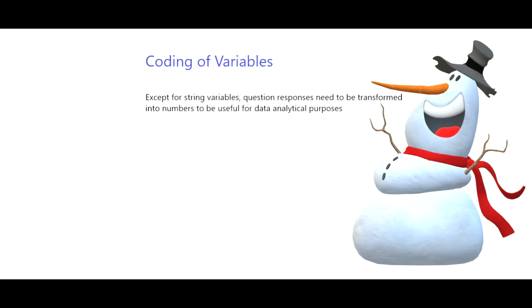For example, the choices of respondents for measuring satisfaction. If the options are 3, like low satisfaction, medium satisfaction and high satisfaction, the low satisfaction can be coded as 0, medium as 1 and high as 2.